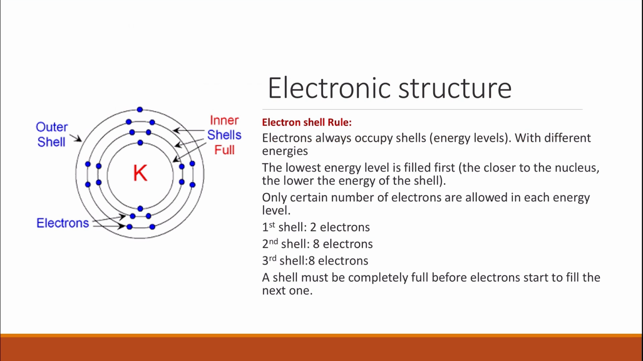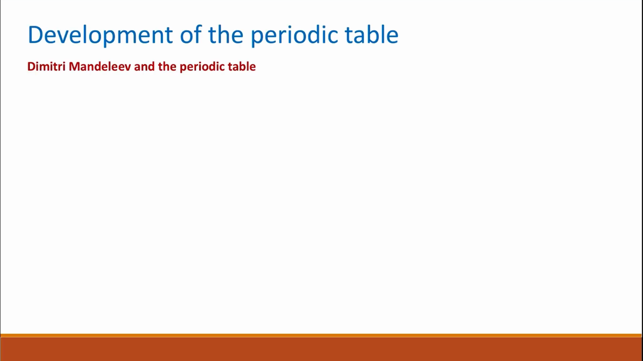The maximum capacity of the first shell is 2 electrons, the second shell is 8, and the third shell is 8. So if you want to write the electronic configuration, for example, for something like carbon, which has 6 electrons, then it's going to be 2 and then 4, because the first shell has a maximum capacity of 2, and the second one will have the remaining 4 electrons.